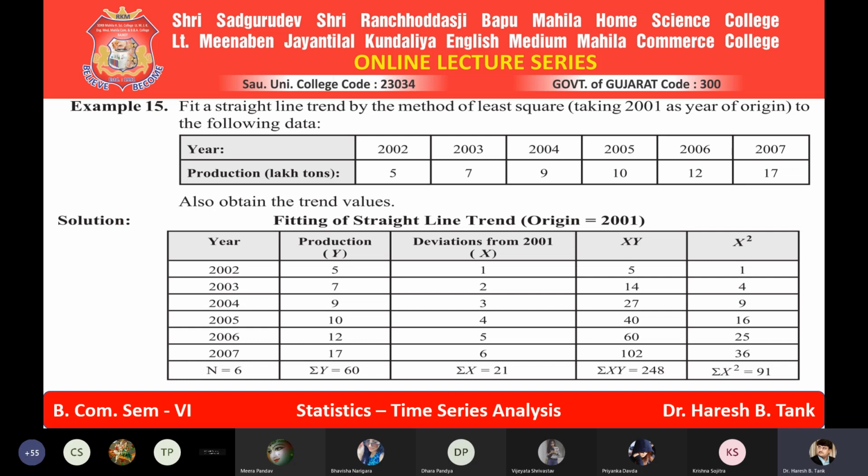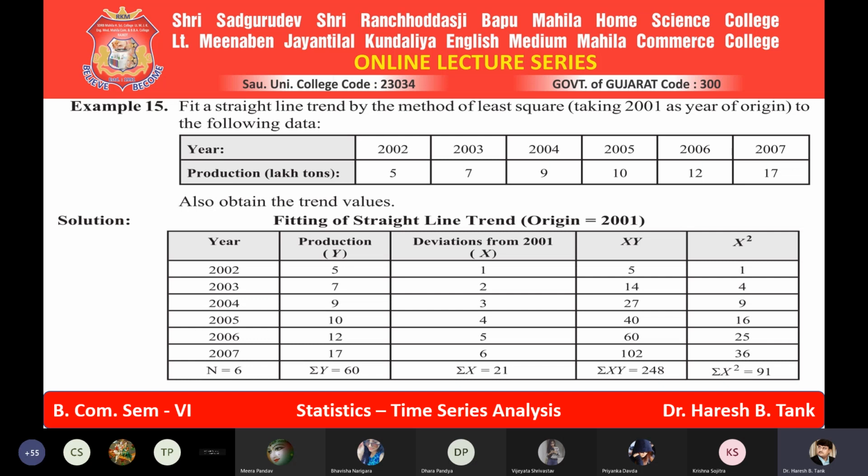Second thing, the production is given to you. Your year is always on an x-axis, that means it is your x, right? The production is y. Production means the data set which is given to you, which in a graphical method you are taking on graph paper as y-axis. So that becomes your y.